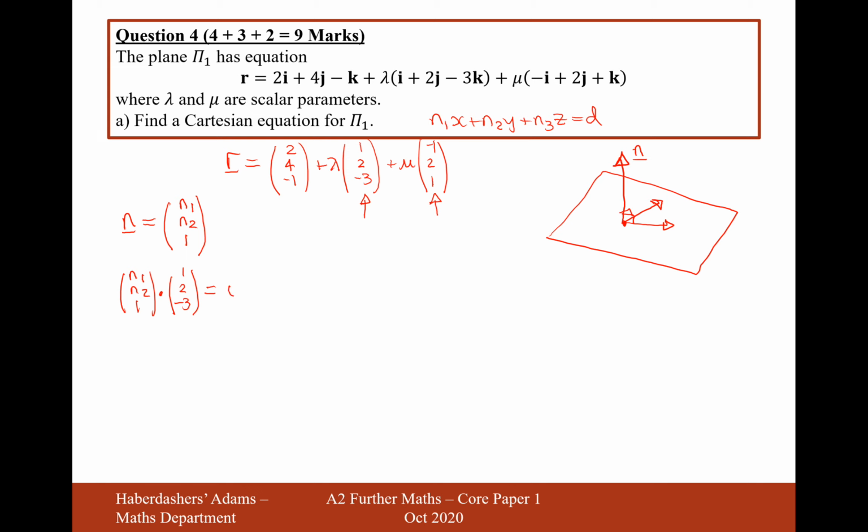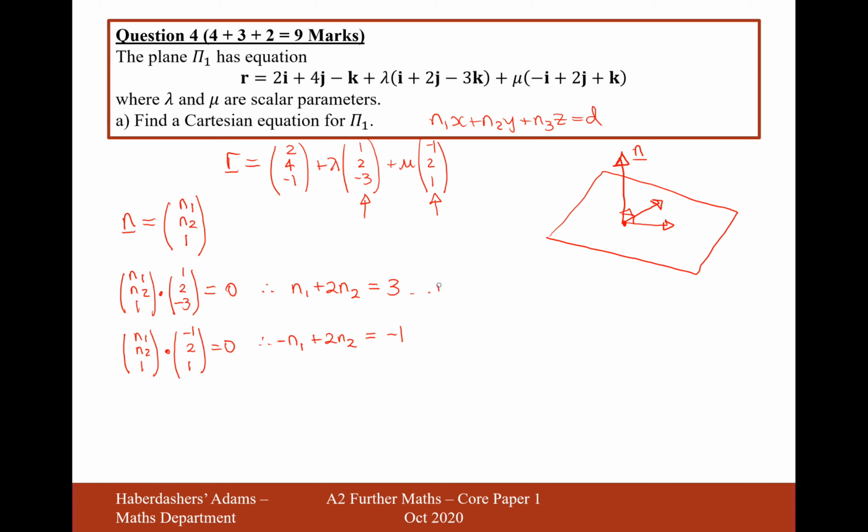So let's expand the brackets. This thing will equal 0 because it's at a right angle, so therefore it's n1 plus 2 lots of n2 minus 3 equals 0. So I'm going to just move the 3 onto the other side there. And onto the second one, it's going to be (n1, n2, 1) dotted with (-1, 2, 1) equals 0. So this is equal to minus n1 plus 2n2 plus 1 equals 0, so when I move it to the other side, it would be minus 1.